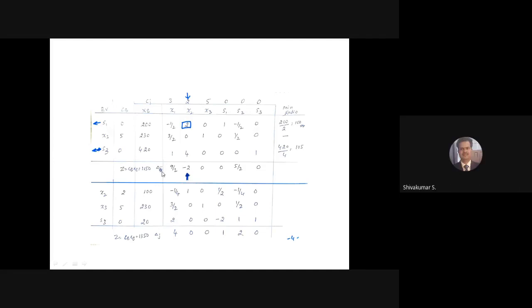Now find the value of delta j. That is CB into xj minus cj. First column: 0 into half, 0; 5 into 3 by 2, 15 by 2; plus 0 into 1, 0. So 15 by 2 minus 3 becomes 9 by 2.